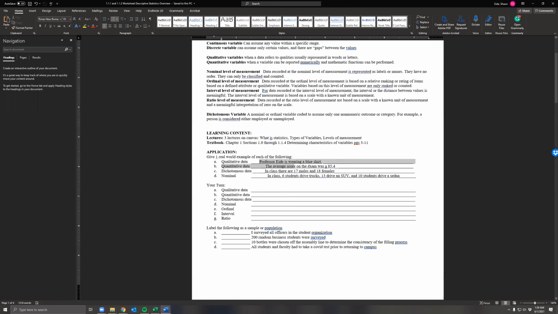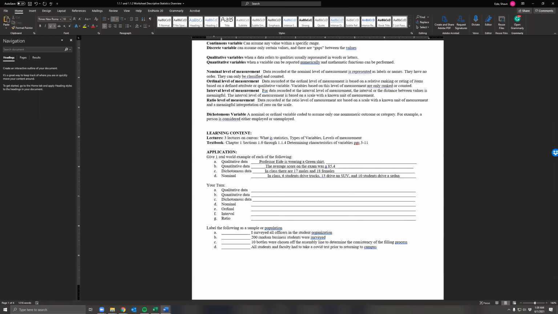But okay, so I'm asking, can you give me an example of qualitative data? Like for instance, Professor Eide is wearing a blue shirt. Oh, I'm not wearing a blue shirt, I'm wearing a green shirt. So we'll change that right here. Wearing a green shirt. It's qualitative. Green is a quality. Quantitative, the average score on the exam was an 85.4. So that's quantitative data.